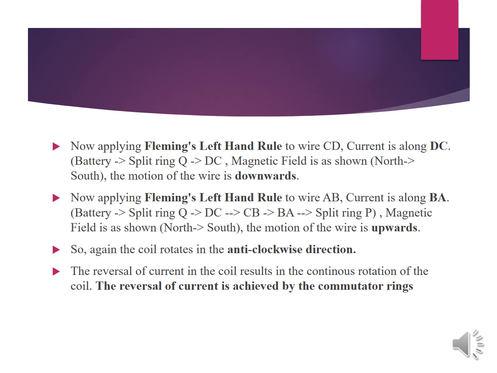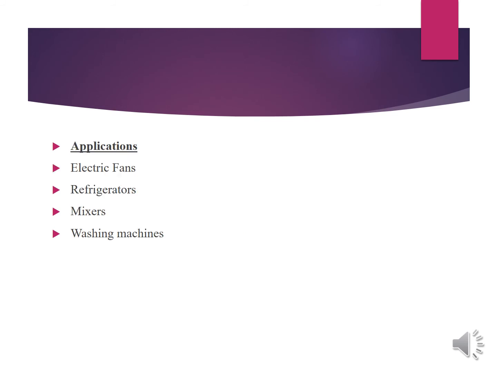Now applying Fleming's left-hand rule to wire AB, the current is along BA. That means battery to split ring Q and DC and CB, again it comes to BA and ends at split ring P. The magnetic field is shown here, north to south. The motion of the wire is upwards. So again the coil rotates in the anticlockwise direction. The reversal of current in the coil results in the continuous rotation of the coil. The reversal of current is achieved by the commutator rings.